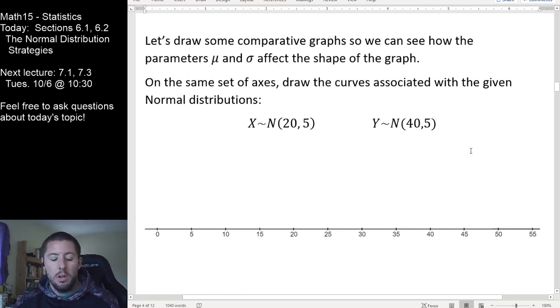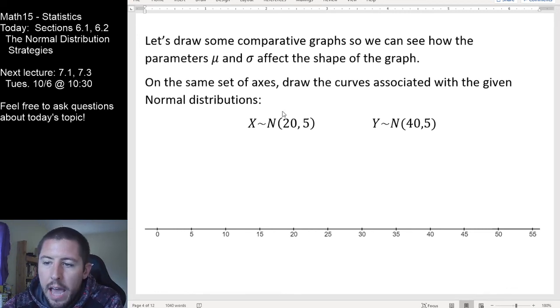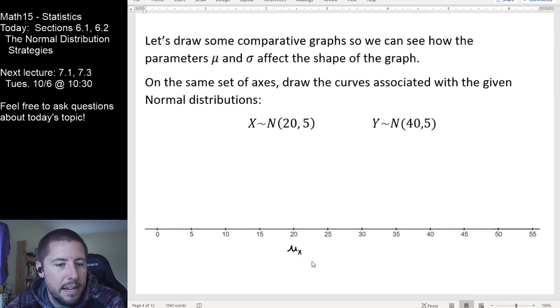So first, I want to compare the x variable and the y variable here. The x random variable here is normally distributed with an average at 20 and 5 as the standard deviation. So here's the thing that I'm thinking. This is going to be my mu for x right there. My average value for the x distribution is 20.